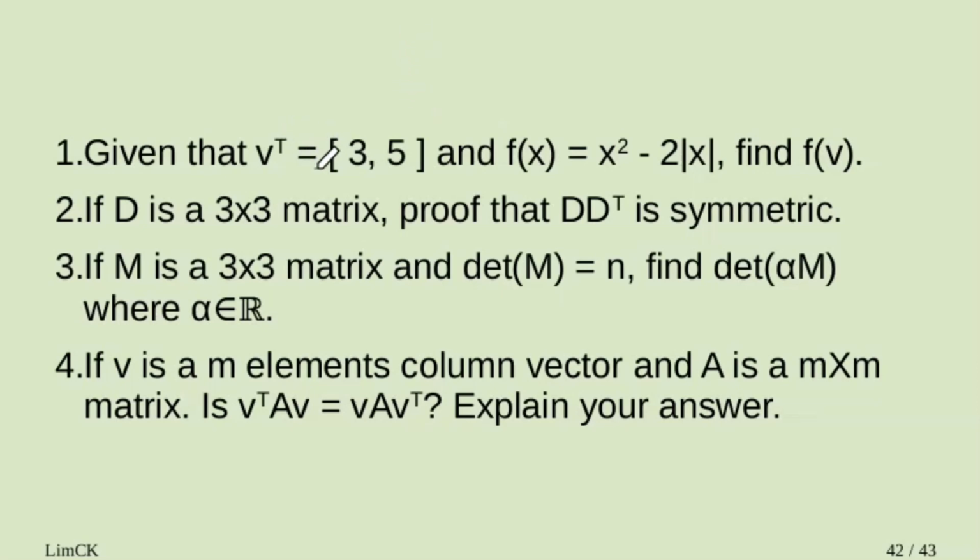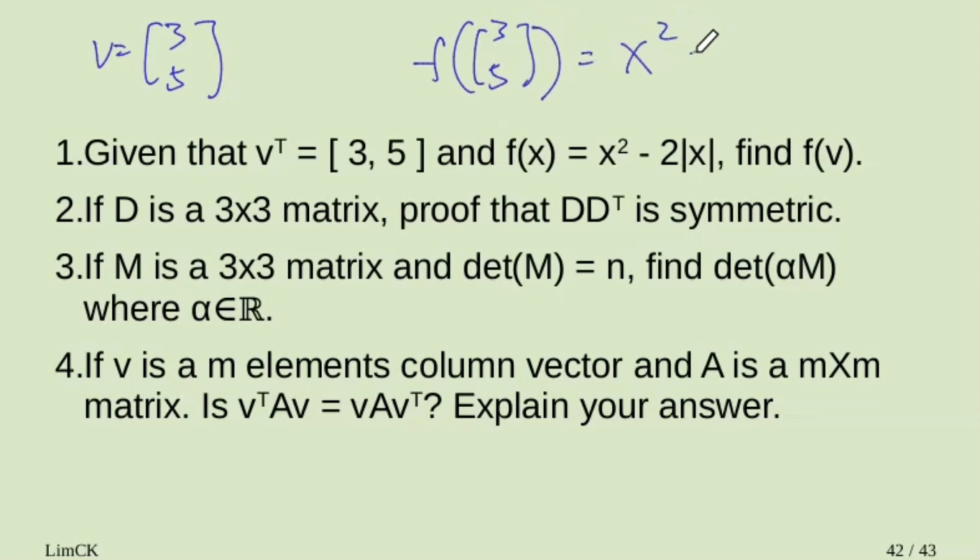So the first question is, let's say we have a vector v equal to 3, 5, and given that f(s) is this one, find f(v). That means we want to find f. We substitute s with v, 3, 5, into s squared minus 2 modulus s. Just substitute the 3 and 5 to s, and then you get a vector with 2 rows, 1 column. So 3 to here, 5 to here, and then get this value and this value.